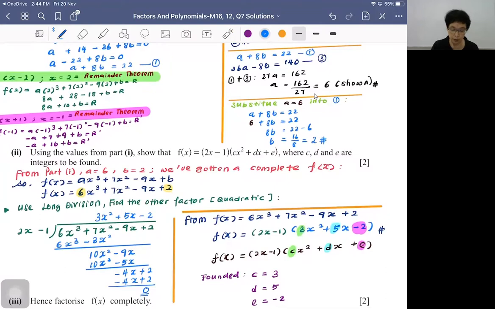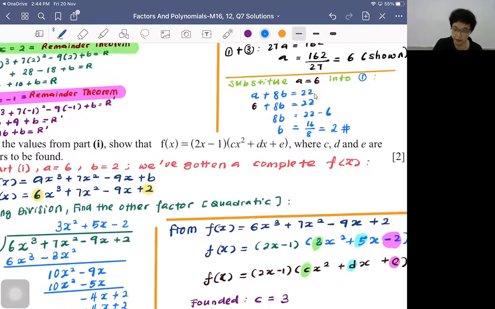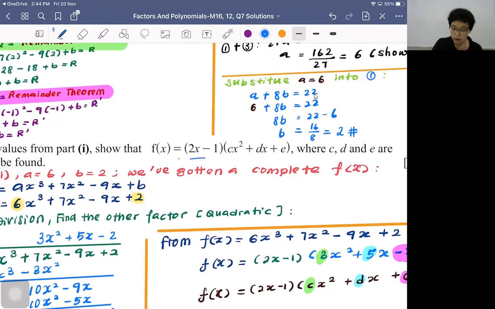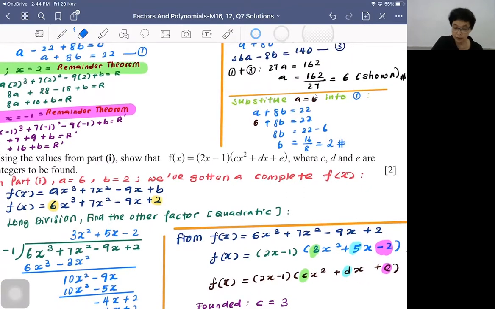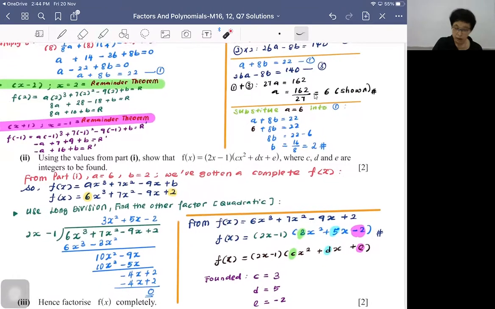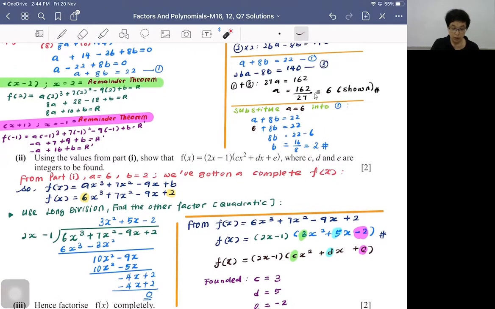Using the values from part 1, show that f(x) equals 2x minus 1 multiplied by a quadratic, cx squared plus dx plus e, where c, d, e are integers to be found. Okay, what we have from part 1, we're going to draw down as I've stated here. From part 1, we have a equals 6 and b equals 2. Therefore, we have a complete f(x) statement with no more unknowns.